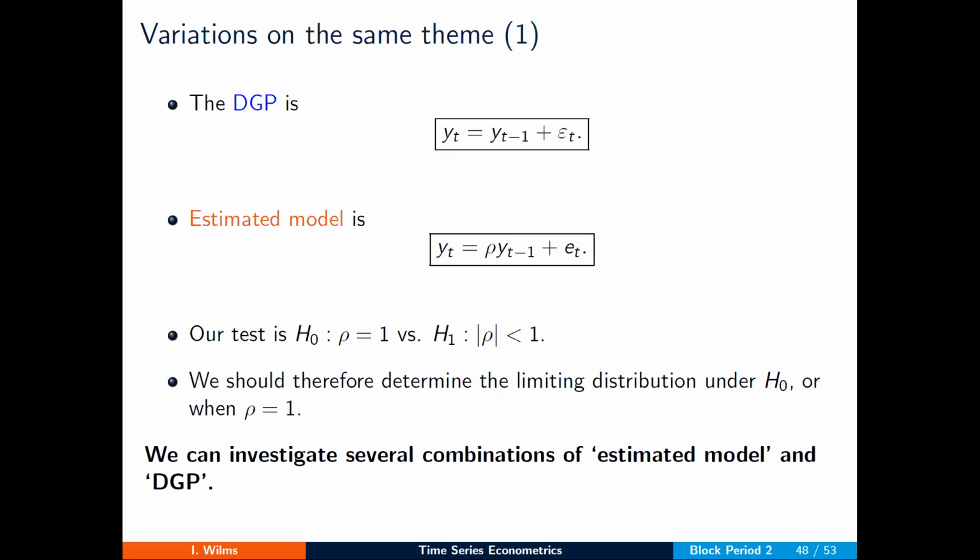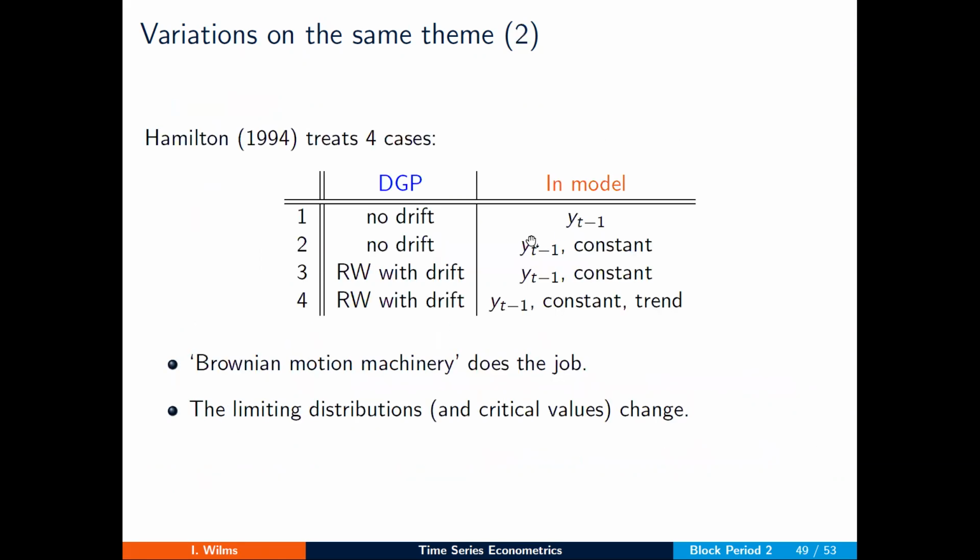Now, during the previous videos, we've seen one specific case, but there are more variations around this theme. We have our DGP in blue, given by this expression, and we have the model that we want to estimate, as I've always indicated in red. But we can actually investigate several combinations of our DGP and estimated model. Namely, we could, for instance, add in the drift parameter, also include a constant term in our model, or we have other combinations of deterministic components.